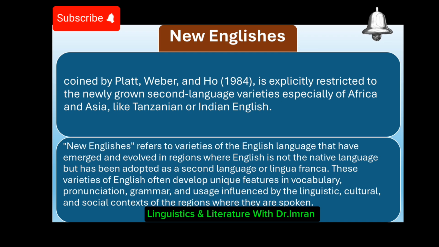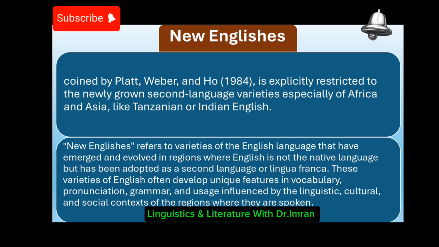Now, the second one, New Englishes. Coined by Platt, Weber and Ho in 1984, it is explicitly restricted to the newly grown second language varieties, especially of Africa and Asia, like Tanzanian or Indian English. So here in New Englishes, they exclude the varieties which are spoken inside Great Britain. Only those varieties of English which are spoken outside of Great Britain, and particularly where English is learned or acquired as a second language.